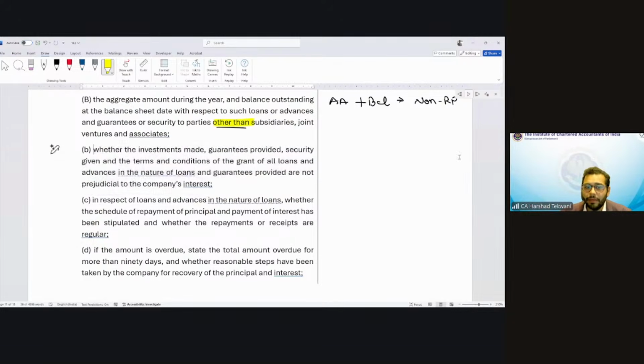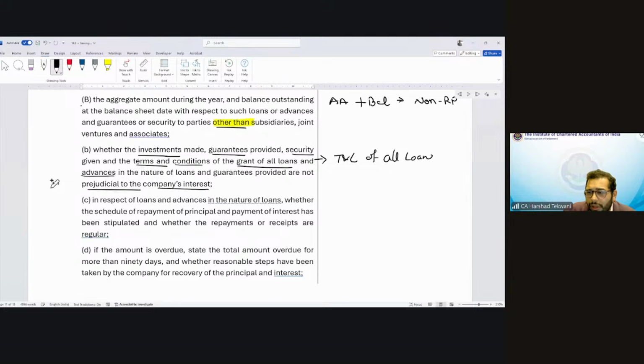As per the B point, you need to specify whether the investments made, guarantees provided, security given and the terms and conditions of the grant of all loans and advances in the nature of loans and guarantees provided are not prejudicial to the company's interest. So now we are talking about investment, guarantees, security, and the terms and conditions of grant of all loans and advances, and whether those terms and conditions are prejudicial to the interest of the company. If yes, then you need to specify that.